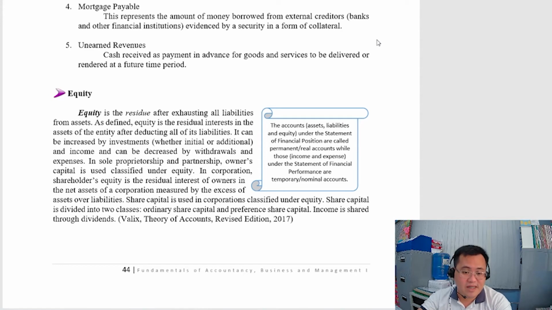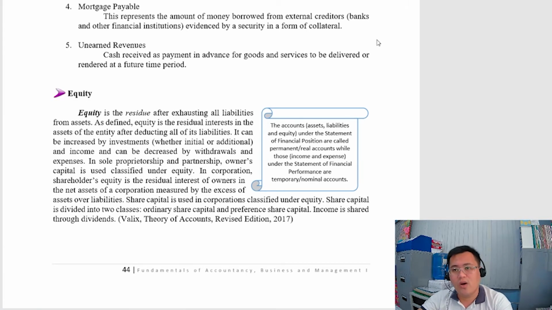It can be increased by investments, whether initial or additional, and income, and can be decreased by withdrawals and expenses. Okay? So, to explain further, this account can be increased by investments. If you add investments or you initially put up an investment, then that actually increases your equity. However, this can also be decreased through withdrawals and expenses because this account, which we will further discuss in Module 5, is actually your residue account.